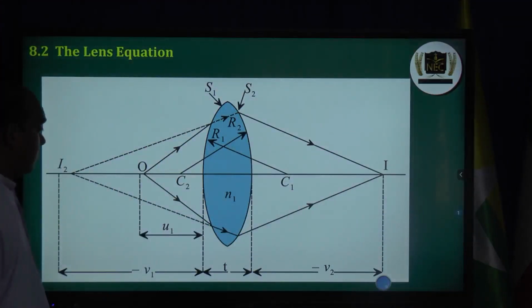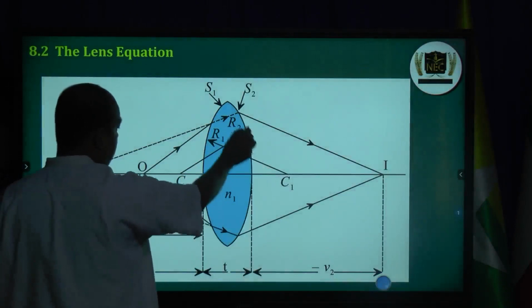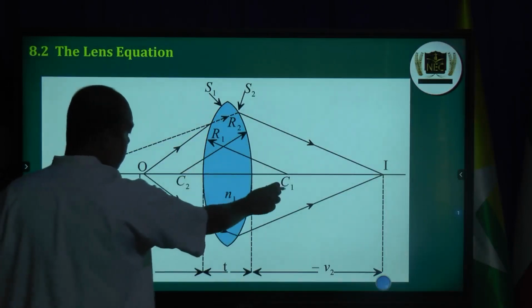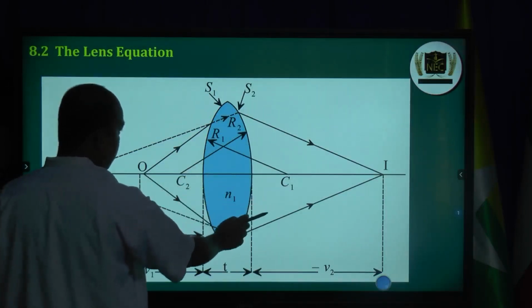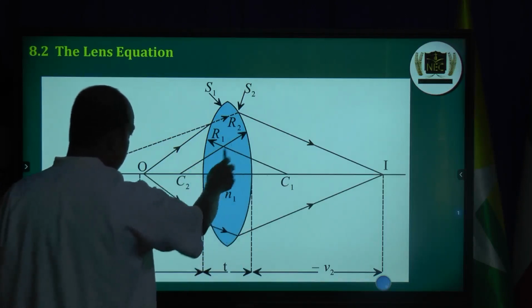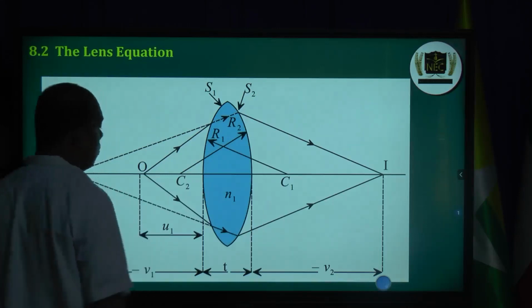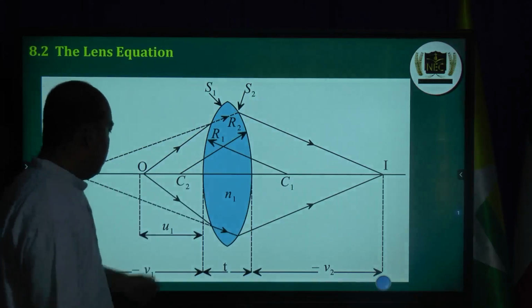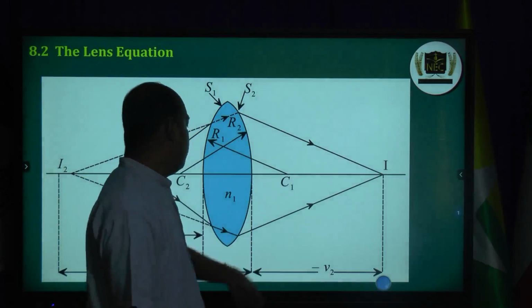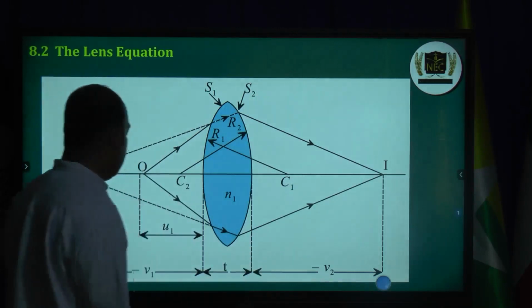After the lens equation, we can derive the lens maker's formula. The object distance is u1, the image distance is v1, and the radii of curvature are R1 and R2.